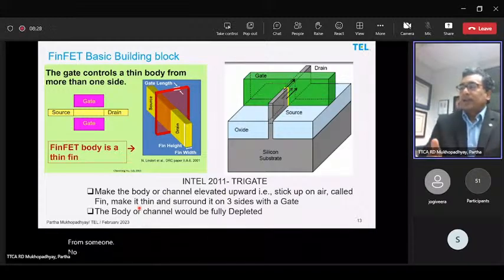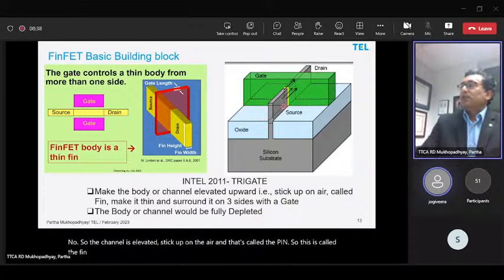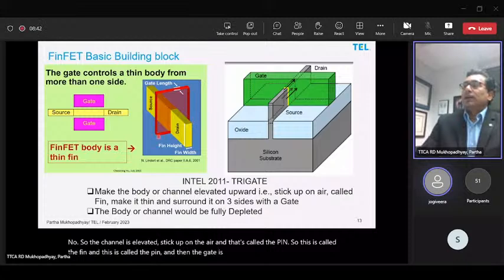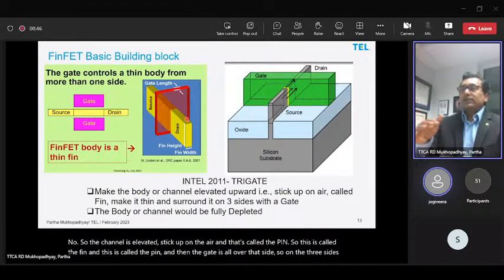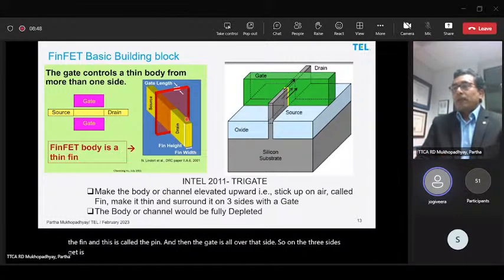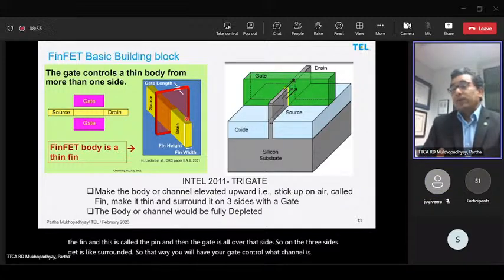The channel is elevated, sticking up in the air, and that's called the fin. This is called the fin. And then the gate is all over that. So on three sides, the gate is surrounding the channel. That way your gate control over the channel is way higher, way better than any MOSFET device.